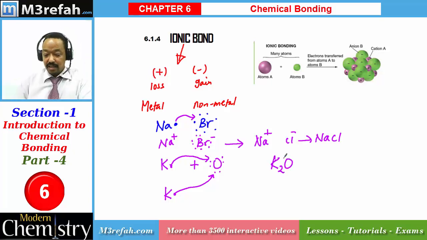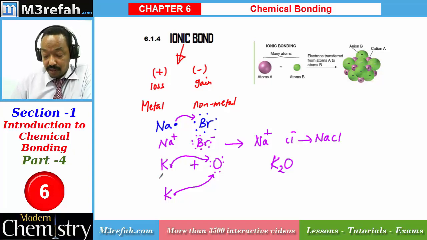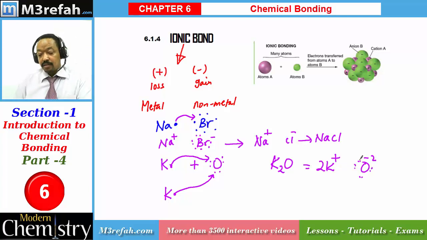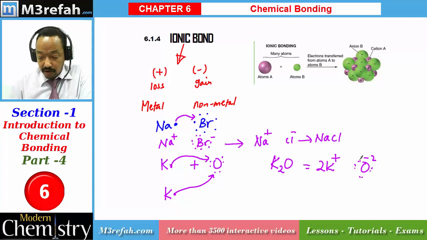What does this indicate? There should be 2 potassium atoms, each donating 1 electron to oxygen. Therefore, oxygen becomes 8. Therefore, we have 2 potassium ions and 1 oxygen ion: 1, 2, 3, 4, 5, 6, 7, 8. In such a way, the compound potassium oxide is formed.